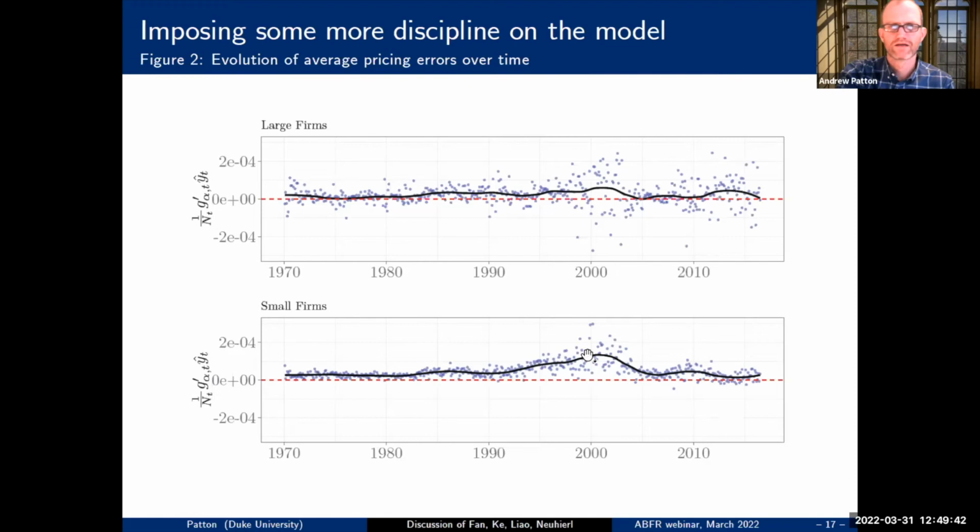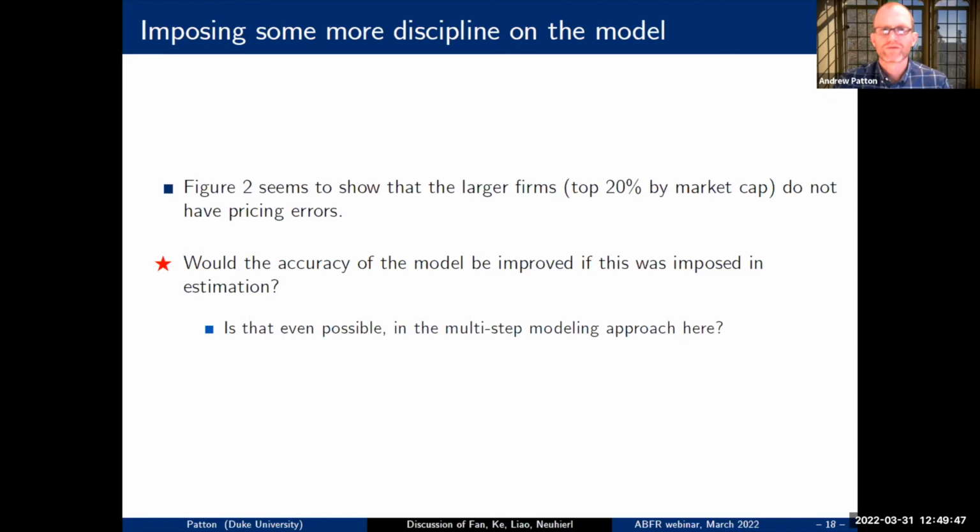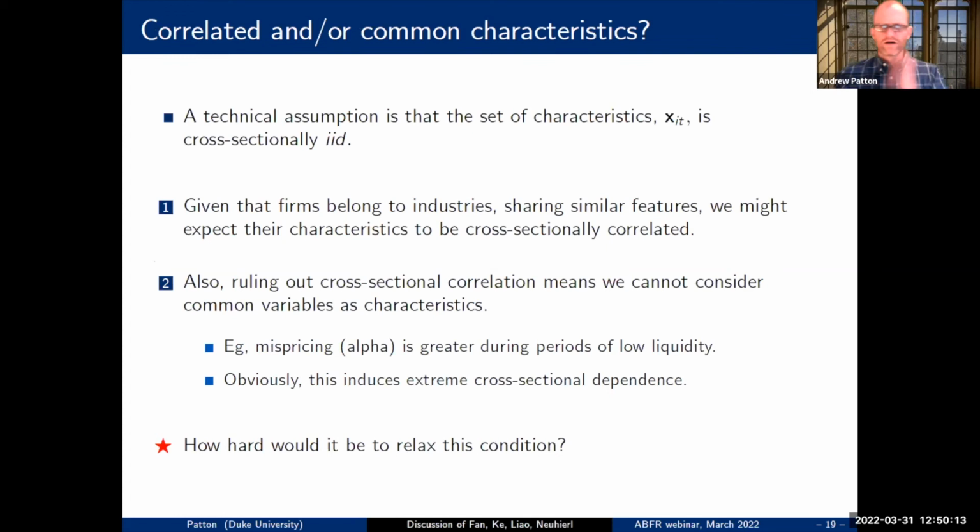Given this result, I would be curious to know whether it's possible to impose that large cap firms have no pricing errors, so shut down some of the flexibility that this method provides in places where we don't think it's needed. Given the results, it looks like it's not needed for these large cap firms. I'm not sure that's possible given the structure of the model the authors are considering. I don't know if this is doable, but I'd be interested to hear.